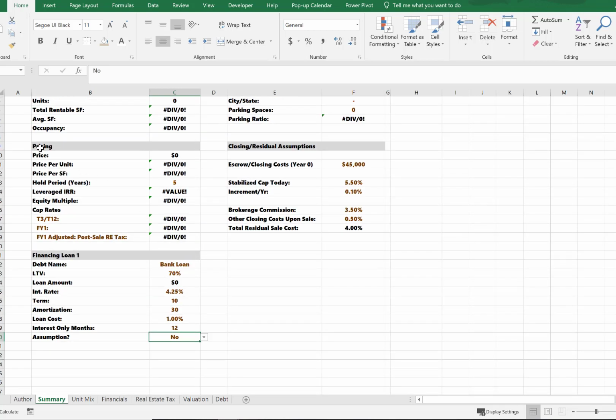Right above, there's some pricing stuff. This really doesn't do much for us right now, so I'll come back and revisit this once we have our model populated. But you essentially can adjust your hold period, and it'll tell you how the levered IRR and equity multiple will change, based on the other assumptions we're going to be inputting here shortly.